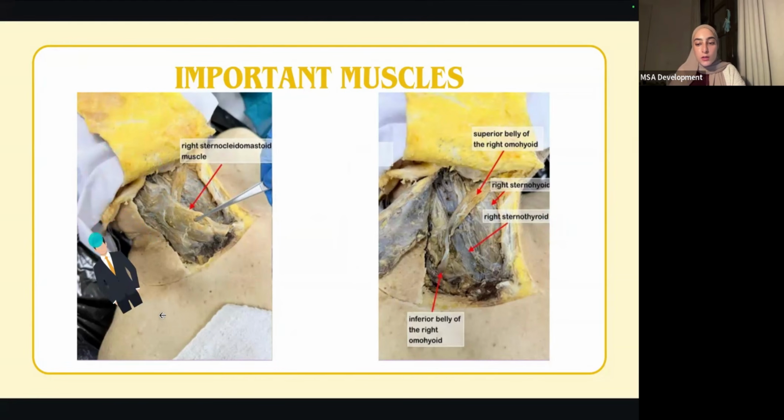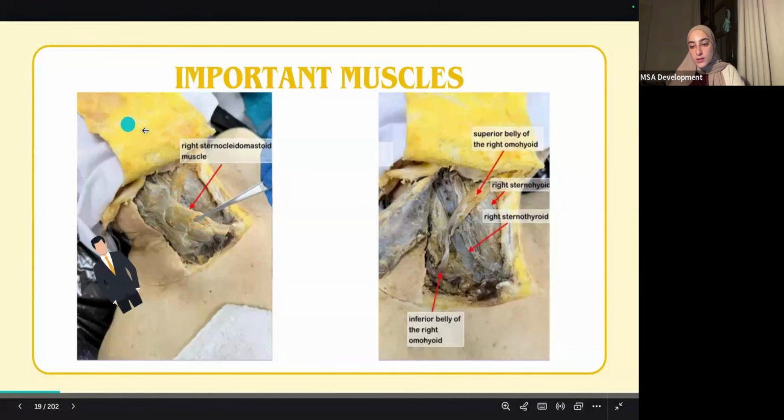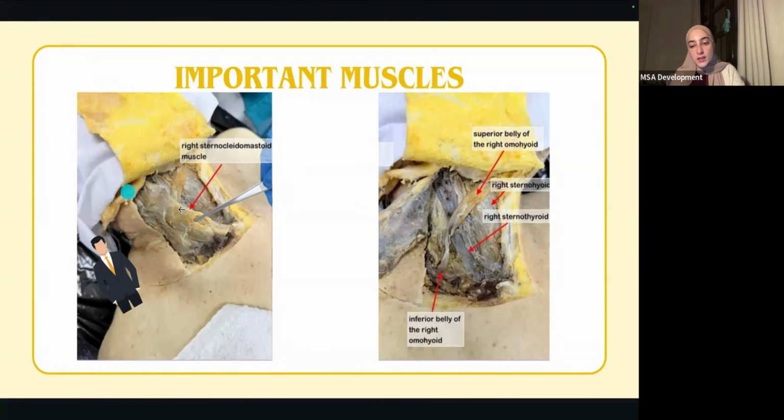Here's a picture from your wet lab. This is the patient's head. This is the orientation. This is the patient's head. This is the patient's body. This is their neck, and they went through the skin, the fatty layers, and they accessed these muscles. So what is this muscle? The sternocleidomastoid. And why do you want to remove it? To examine which muscle? The omohyoid muscle. When you remove it, you see that there's the inferior belly of the omohyoid muscle and the superior belly of the omohyoid muscle.